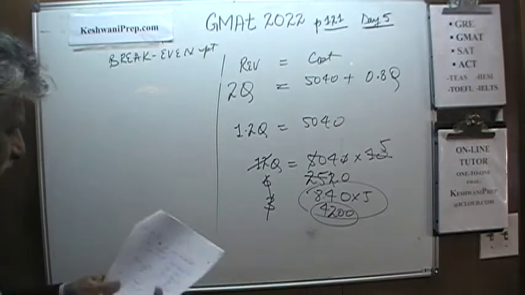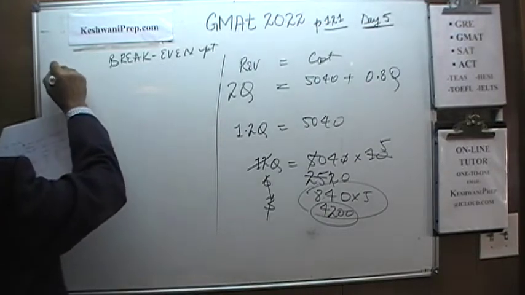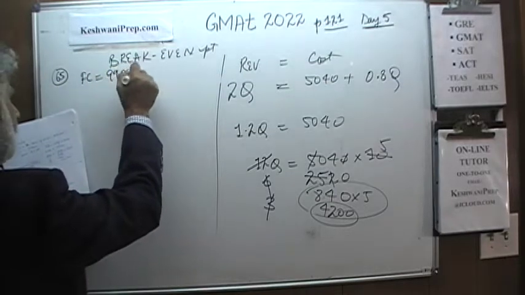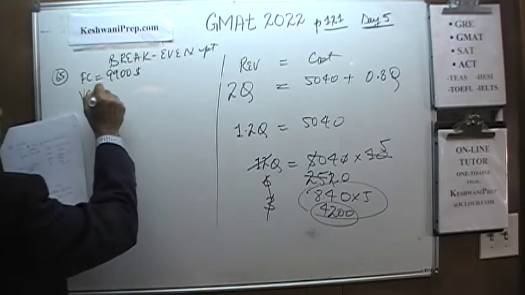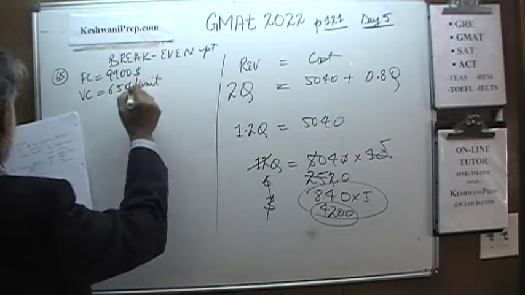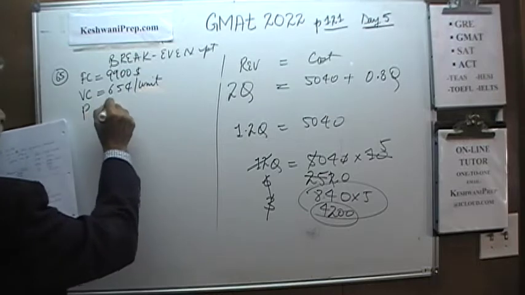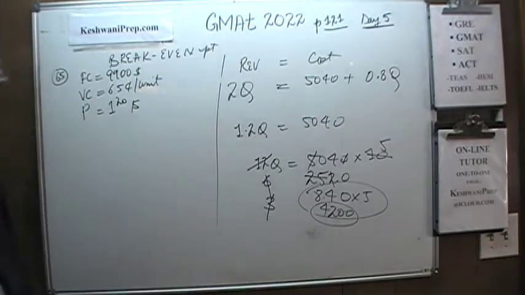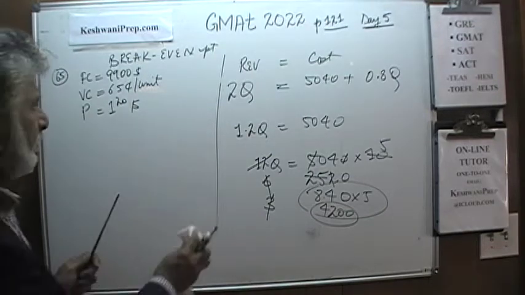Number 65. In number 65, we are told that the fixed cost is $9,900. We are told that the variable cost is 65 cents per unit. And the price, we are told, is $1.20. It's going to be the same exact setup as here, no difference.